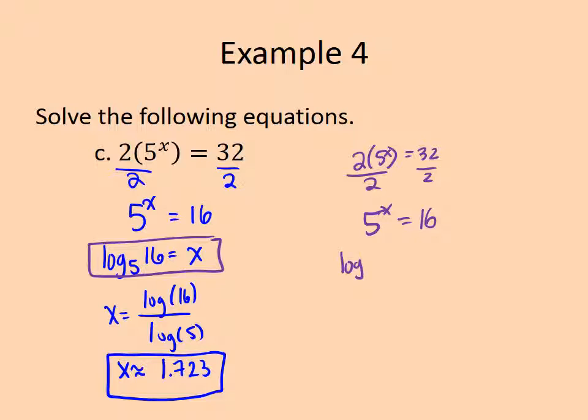So we'll take the log base 5 of 5 to the x equals the log base 5 of 16. Now, as you notice, the bases match, so the left side just becomes x, and the right side remains log base 5 of 16. Using the exact same change of base formula that we did over there, we can solve this problem to get x to be 1.723.